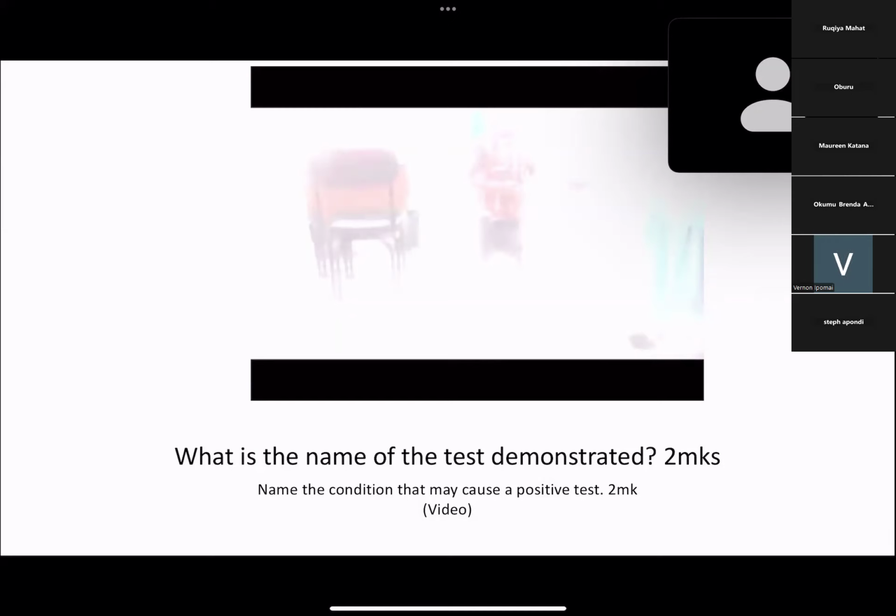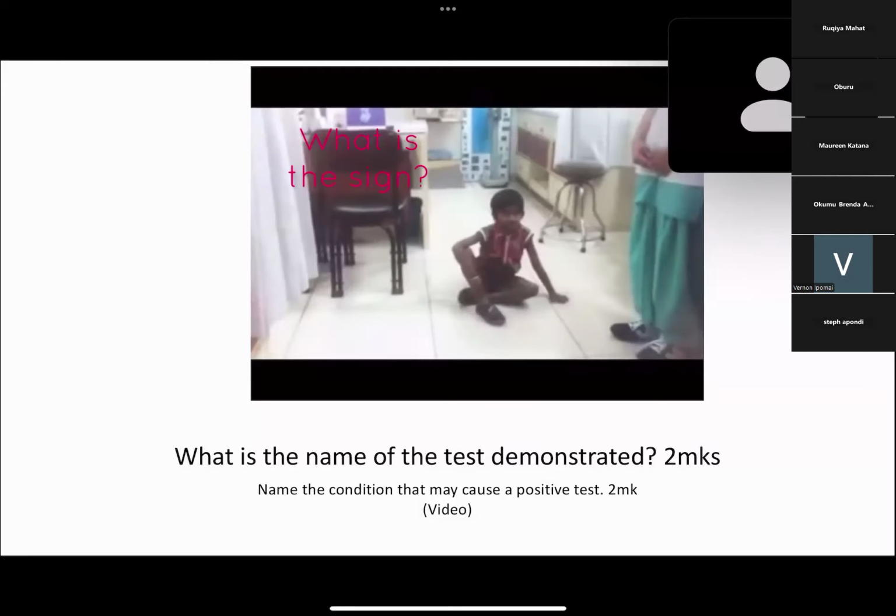And what is really sad is that the mothers had not been told. Okay, the mothers had not been told that it's Duchenne's muscular dystrophy. And in one of the cases, the mother was pregnant with a child. So guys, really, we have to examine patients. So that's Duchenne's muscular dystrophy, Gowers sign. Very sad. Okay.